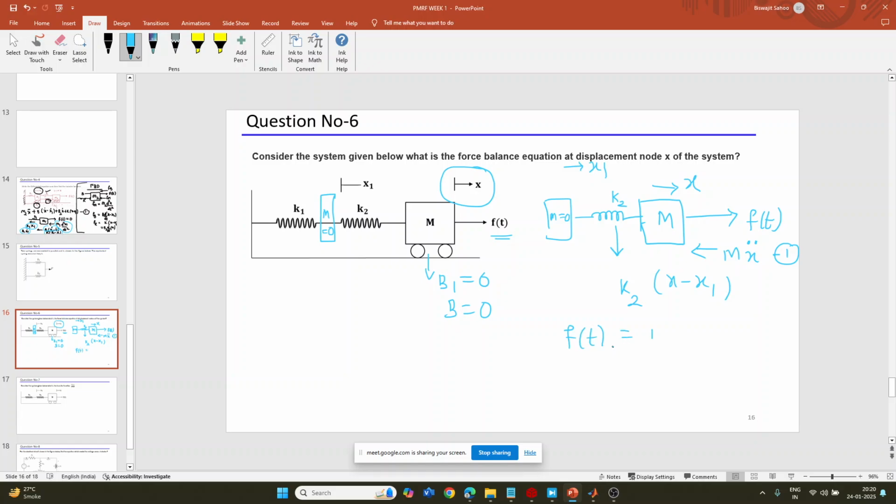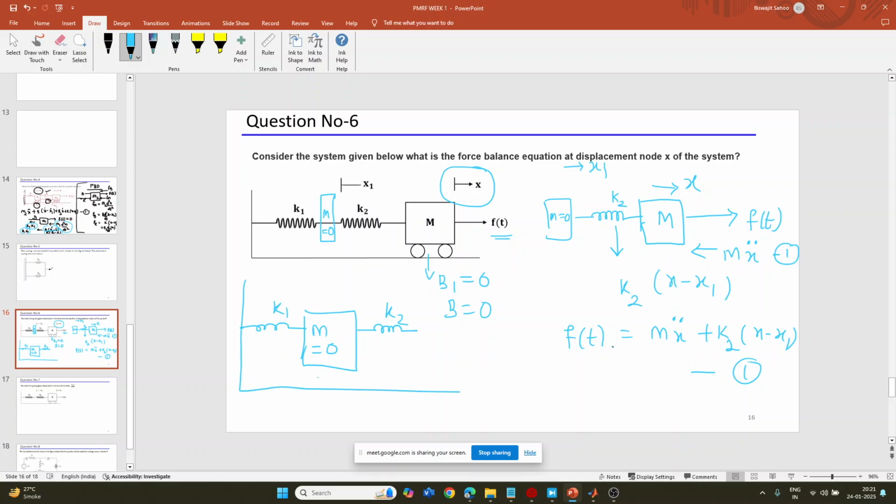So these are the two forces: F of T equal to m x double dot plus K2 (x minus x1). This is the first equation. What is the second equation? For the second equation, you have to draw the free body diagram of mass m0, which is not existing. First draw that, this m equal to 0. Here one spring is connected, K2, and another spring is connected on the left hand side, K1. This is a rigid body. Damping force is not there. External force also 0, F of t also 0, mass is 0.